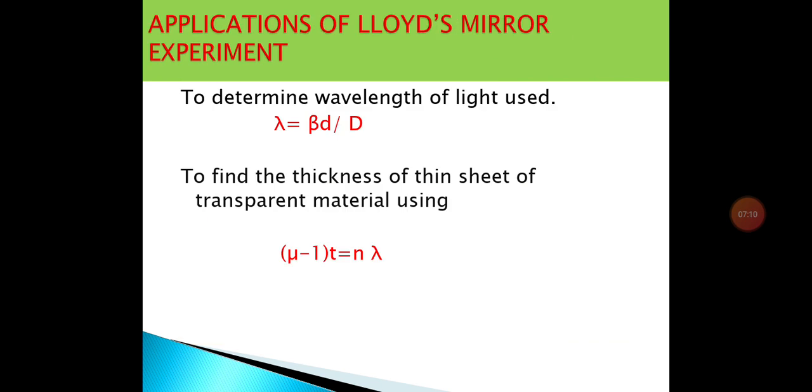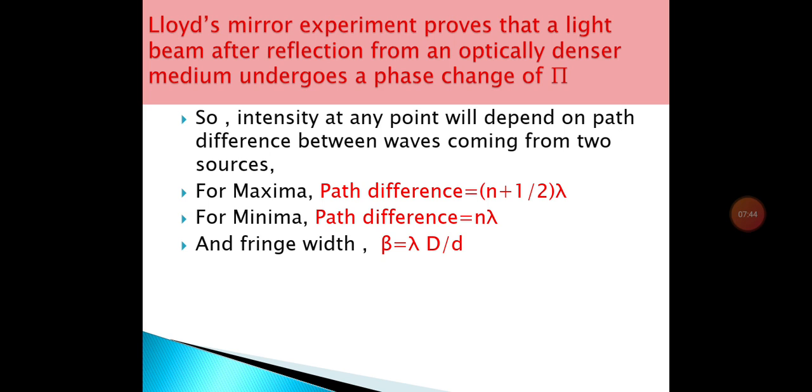Okay. So I am showing you the applications of the Lloyd's mirror experiment. We can use this experiment in order to find the wavelength of light used. We can find beta, that is the fringe width, in a similar way to what we did in the Fresnel biprism. Small d we can find out, capital D we can find out, and we can just put the values and find the wavelength. Similarly, we can also find the thickness of a thin sheet of transparent material using this formula, (mu minus 1) t is equal to n lambda, in the Lloyd mirror experiment.